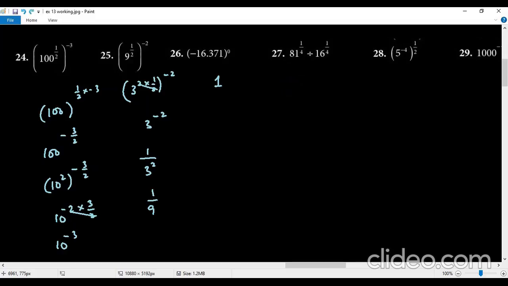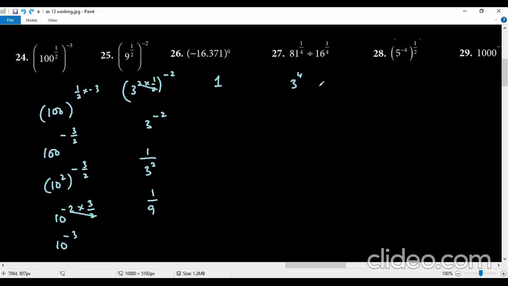3 to the power 4 equals 81. 3 times 3 times 3. So this is 9 and this is 9. 9 times 9 is 81. So I don't have any problem if I can write 81 as 3 to the power 4.